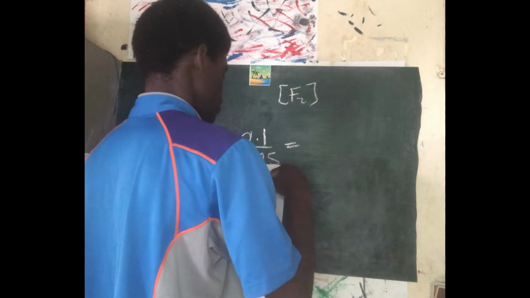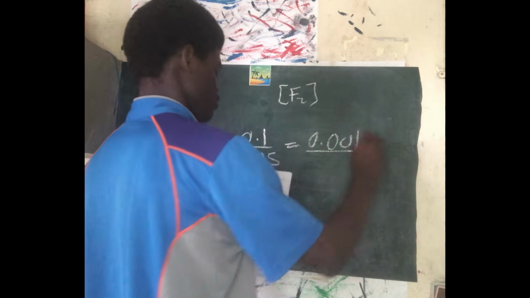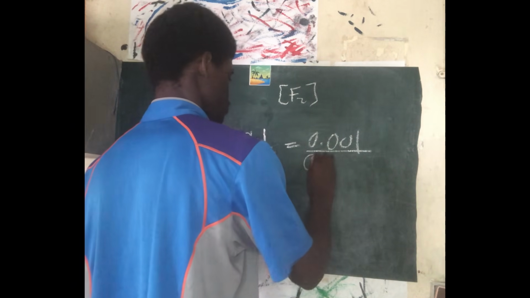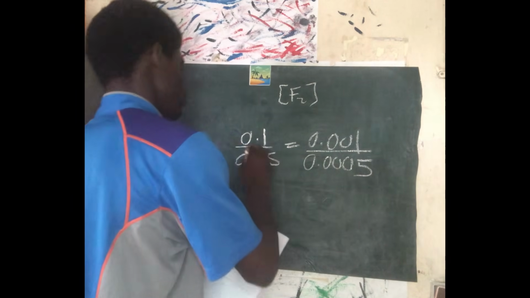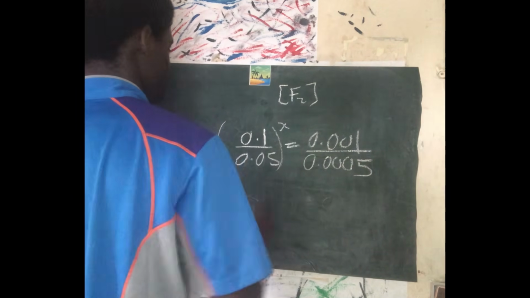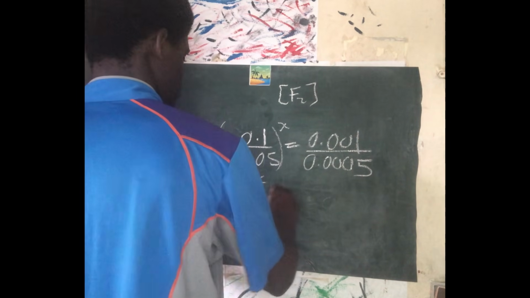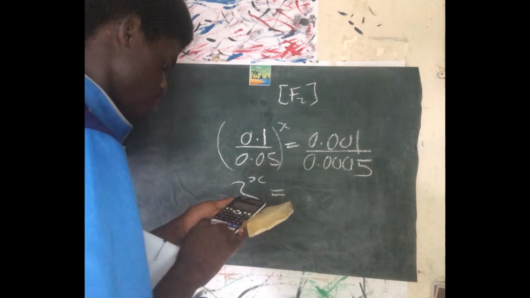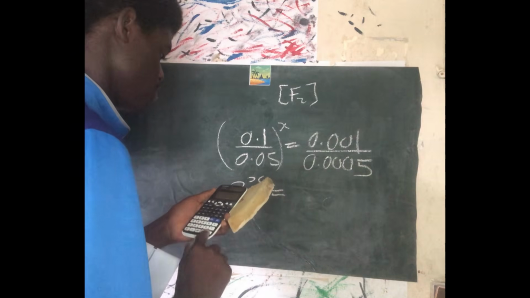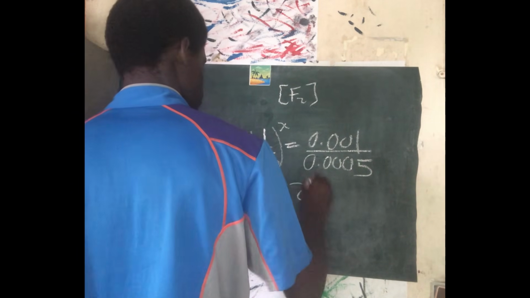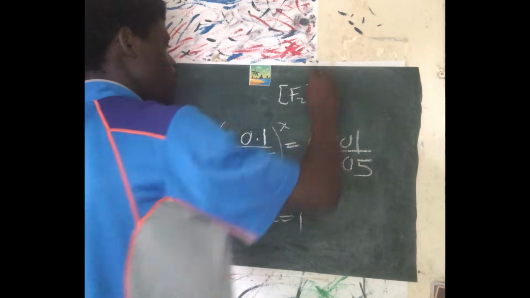That is 1 times 10 to the minus 3, that's 0.001 mole per dm per second, divided by 5 times 10 to the minus 4, that's 0.0005. But this one we are raising to the power of x. So 0.1 divided by 0.05 is 2. That's 2 raised to the power x is equal to 0.001 divided by 0.0005, and that's also 2. That's 2 raised to the power 1. So x is equal to 1. That means F2 has an order of 1.